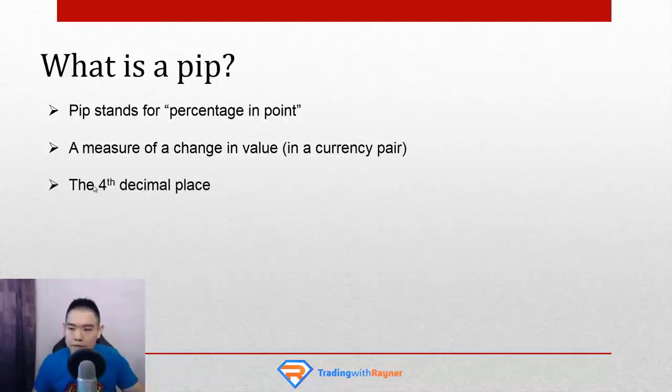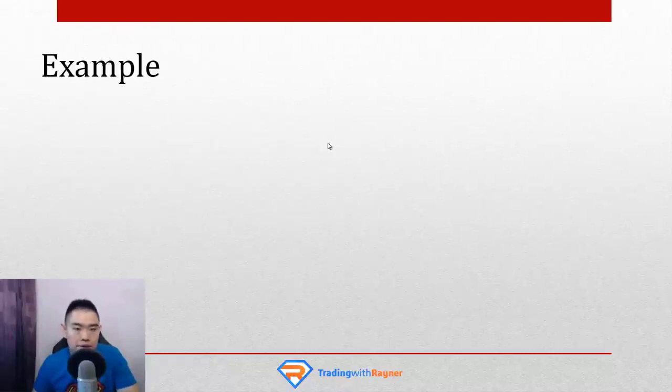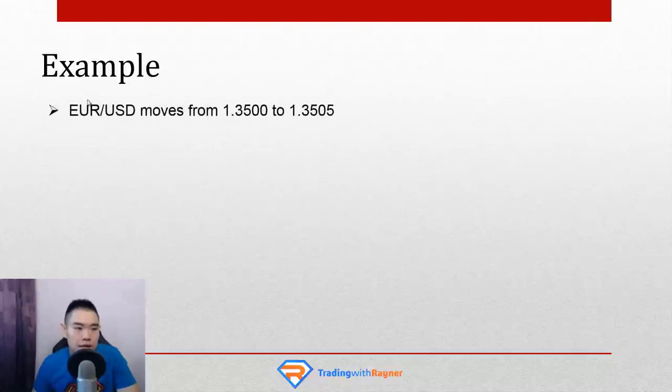So a pip, remember, is the 4th decimal place in a currency pair code. Let me give you an example. Let's say the euro against the US dollar moves from 1.3500 to 1.3505. Now let me ask you, where is the number to look at when you want to find out the pip value change? Remember, pip is the fourth decimal place. So this is basically the fourth number after the dot. So 1, 2, 3, 4. You're looking at this number here, so you're comparing the difference between this number here and this number here.